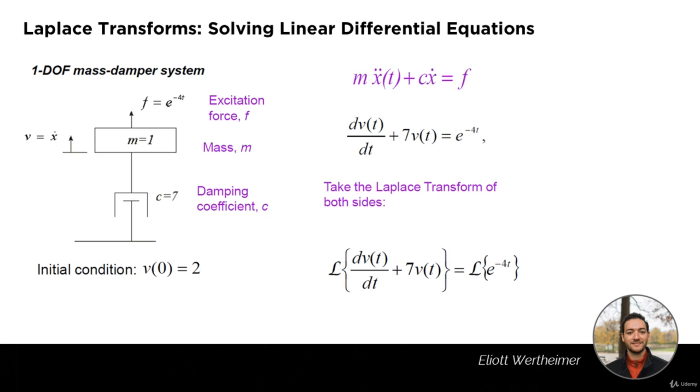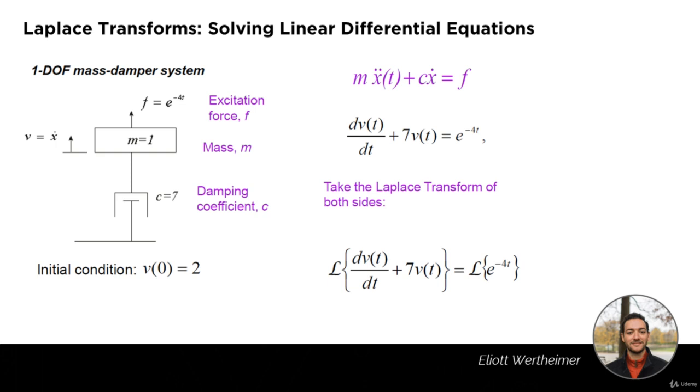So here we have a 1 degree of freedom mass damper system. The mass is equal to 1, m. We have a force applied to that mass equivalent to exponential of minus 4t, t being the time variable as usual. We have x, the displacement, and the derivative of x, the velocity, v. And we have a damper, which is between the mass and a fixed point, let's say on the ground or on a wall. And the damping coefficient of that damper is c equal 7.